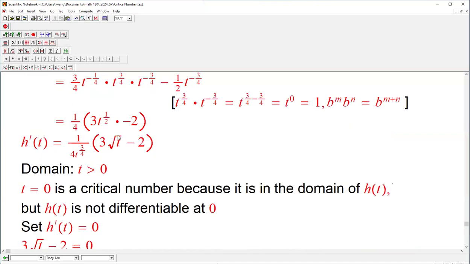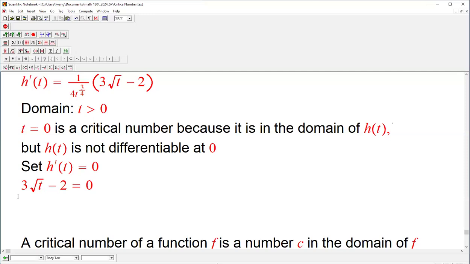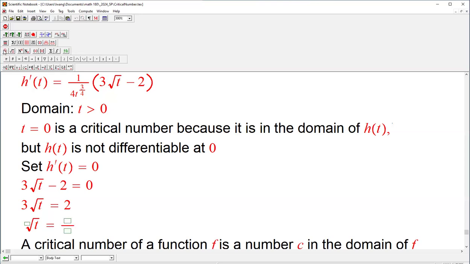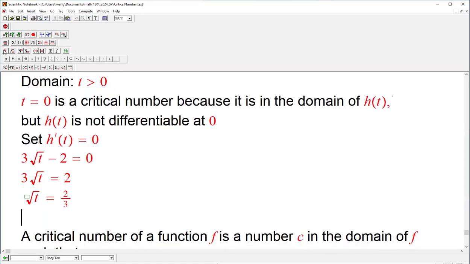Let's see if I missed anything. We didn't need this, right? I don't think we have any other issue. Then we solve for t. We add 2 on both sides, so 3 times root t equals 2. We know t is positive; we're doing all of this work in the domain of the derivative of h of t. We divide both sides by 3, and root t equals 2 over 3.